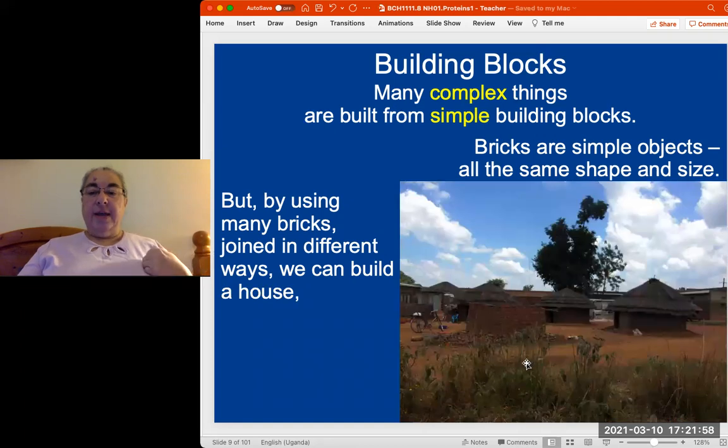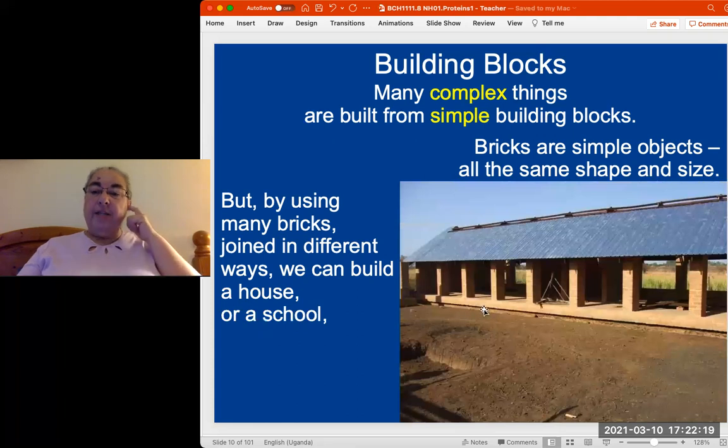This isn't a very useful building, but these same bricks can be taken and used to build other things. So here are some houses built from bricks. Here's one that's still being built from these same cuboid bricks, used to build a round house here. And here there are some cuboid houses, if you like, again built from the same bricks.